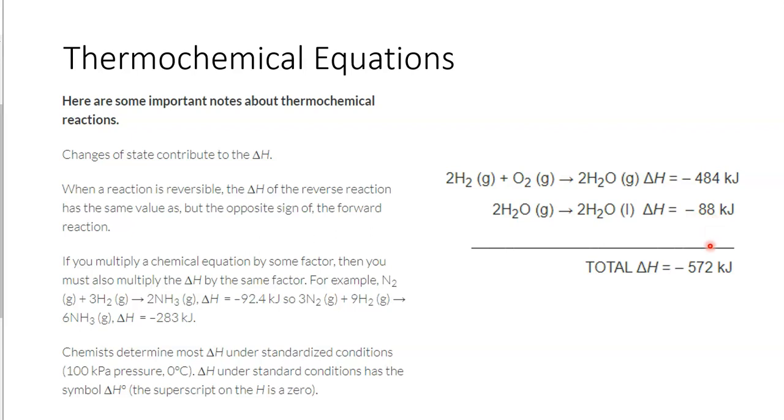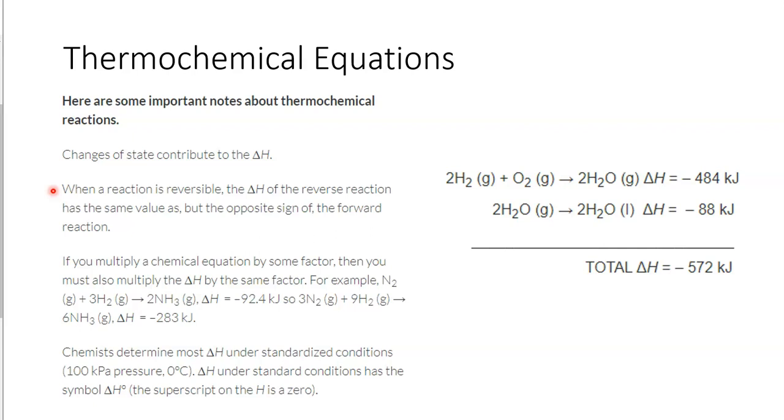So the total delta H, when you have hydrogen reacting with oxygen, producing liquid water, so we're going all the way through this process to the end product, which is liquid water, it releases a total combined 572 kilojoules of heat. If you add that up, you get minus 572. When a reaction is reversible, in other words, can go in the opposite direction, product to reactant, the delta H of the reverse reaction has the same value as, but the opposite sign of the forward reaction.